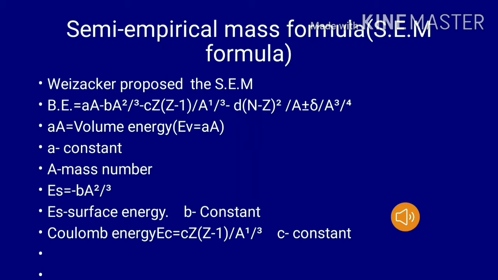The formula was proposed by Weizsäcker. It is the sum of volume energy plus surface energy plus Coulomb's energy and asymmetric energy. In this above equation, A, B, C, D are constants.